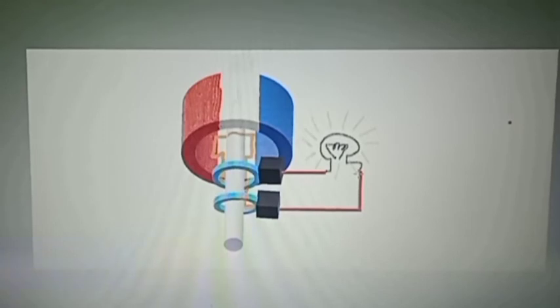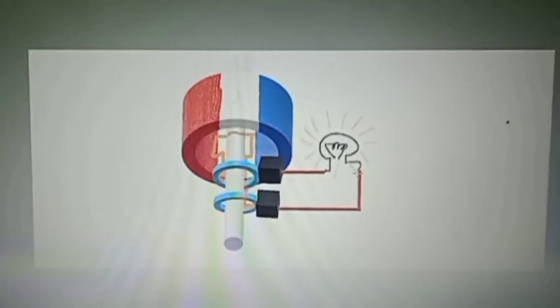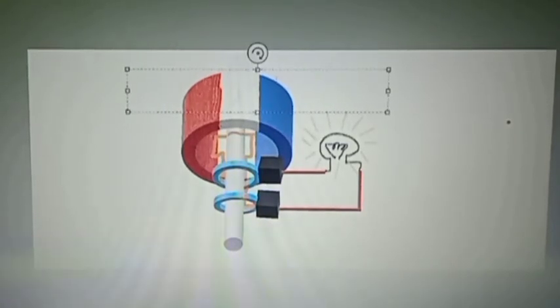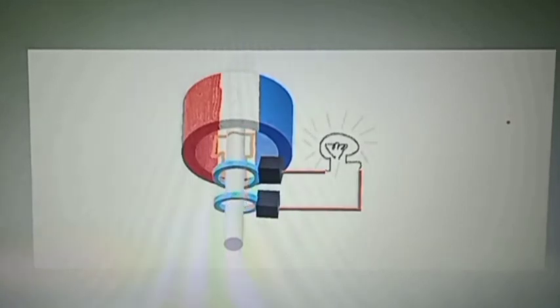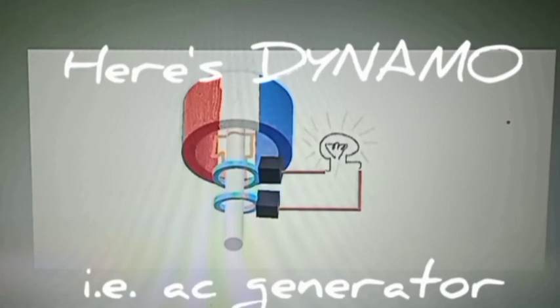So this axle rotates, the coil rotates with it, and these slip rings also rotate with it, and the graphite blocks make proper contact with the coil with the help of the shaft, axle and slip rings. And when it rotates, then due to electromagnetic induction, current flows. This current has an alternating nature, so we call it an AC generator.